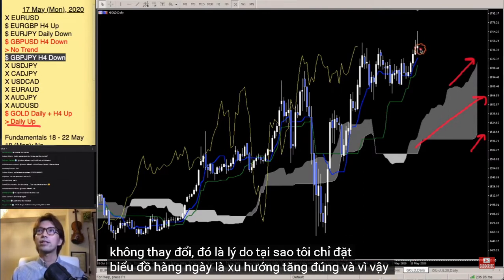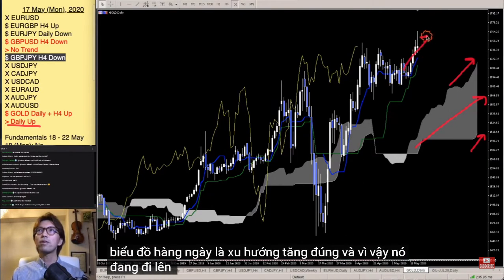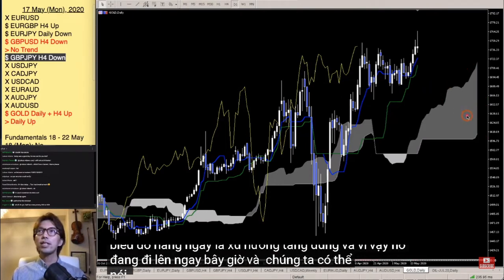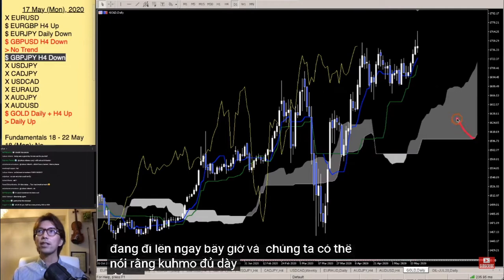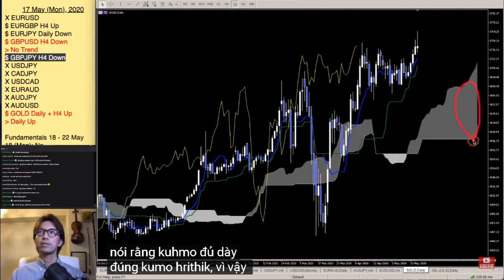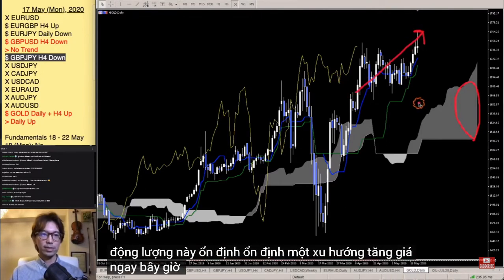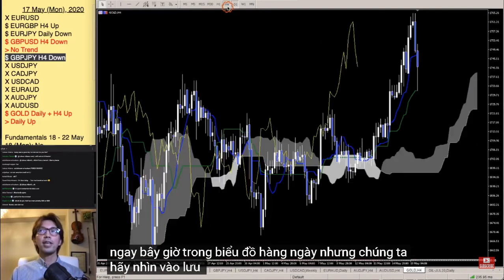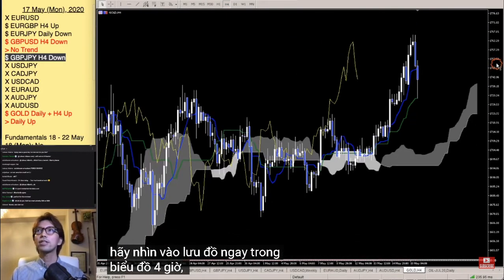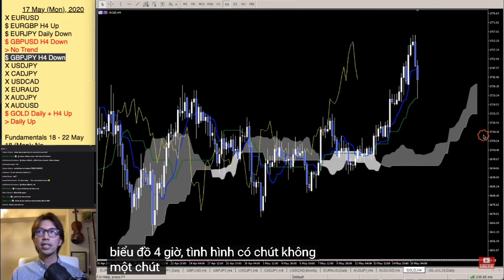Right, and so this is going upwards right now. And we can see that the Kumo is thick enough, right? The Kumo is very thick. So I can say that this momentum is stably bullish right now in the daily chart. But let's take a look at the forward chart, right? In the forward chart, the situation is changing a little bit.